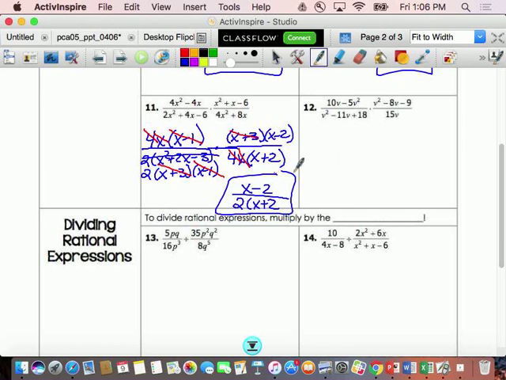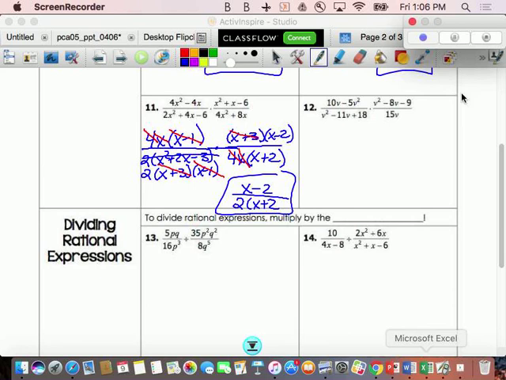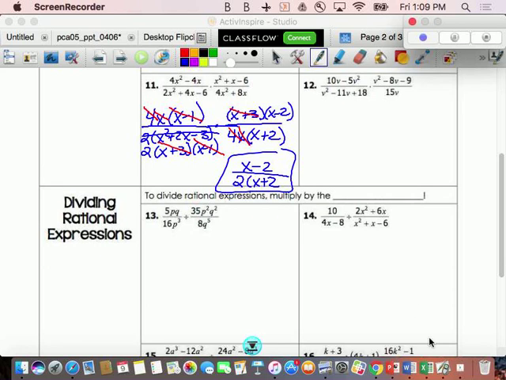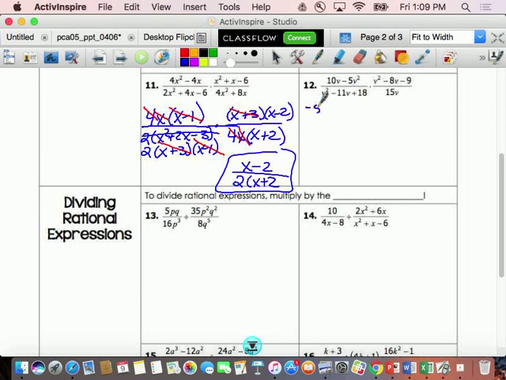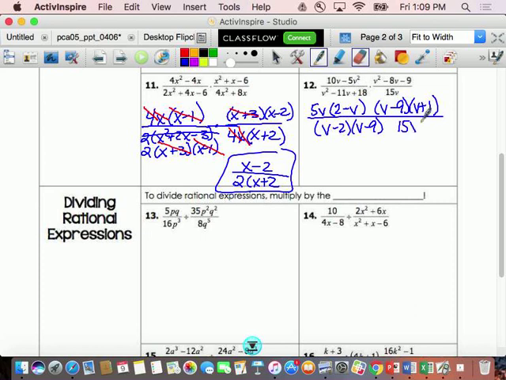You try number 12. Working this one out, when you factor everything, you end up with negative 5. No, you don't. You end up with positive 5v times 2 minus v times v minus 9 times v plus 1 over v minus 2 times v minus 9 times 15v. Okay, that was the factorization of everything. These are pretty simple factors.